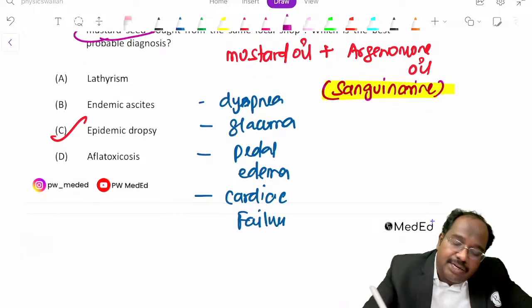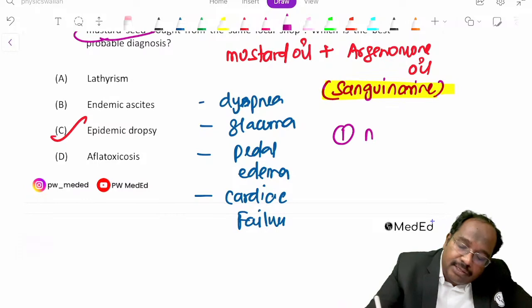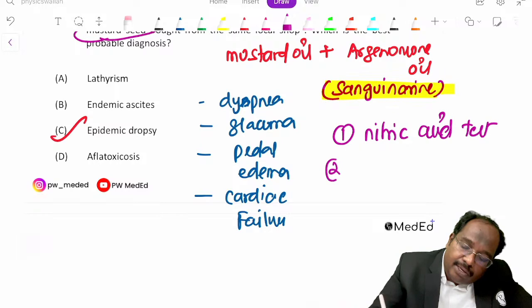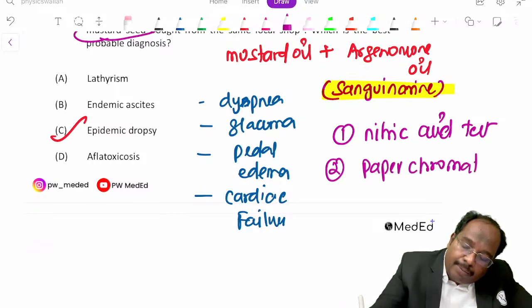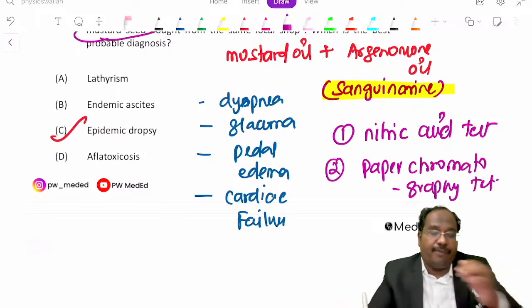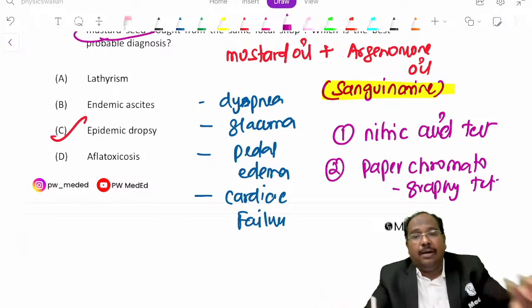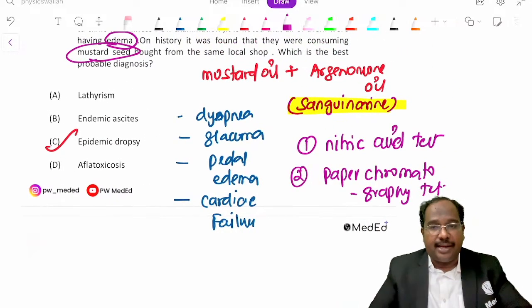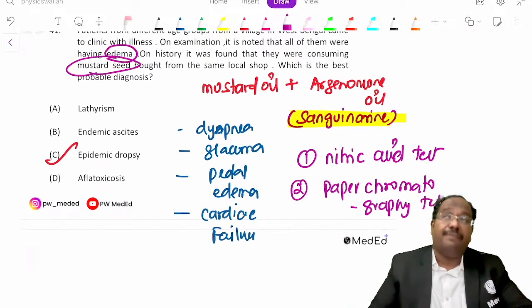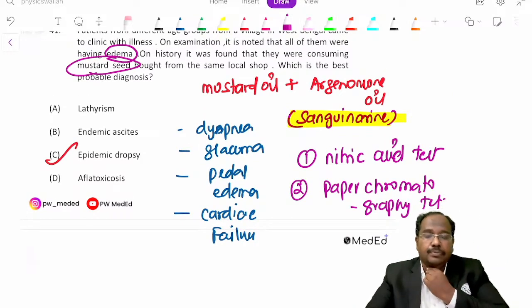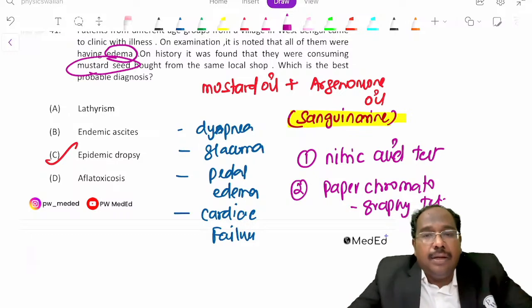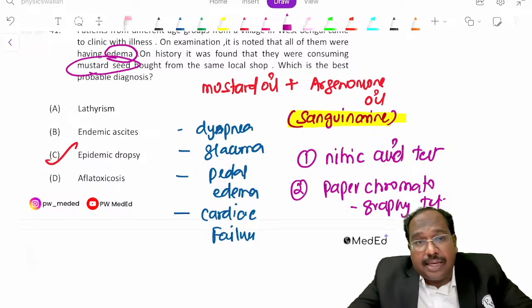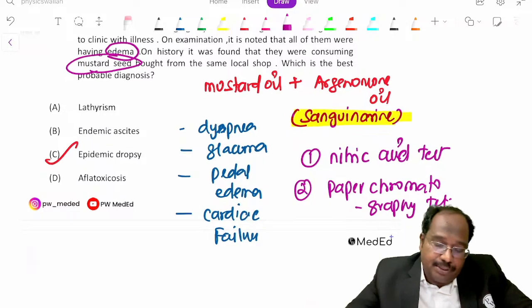And this adulteration will be identified by two tests. One is the nitric acid test. Second one is the paper chromatography test. These tests will identify it. This is a clue they have given: mustard seeds and all. So the nitric acid test and paper chromatography test will identify it. Am I clear? So this is epidemic dropsy, guys.